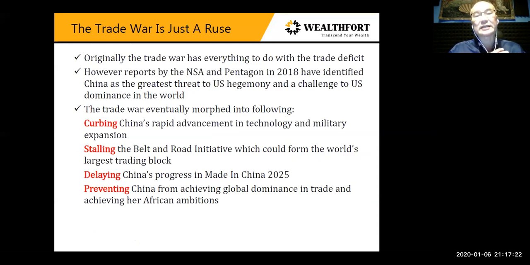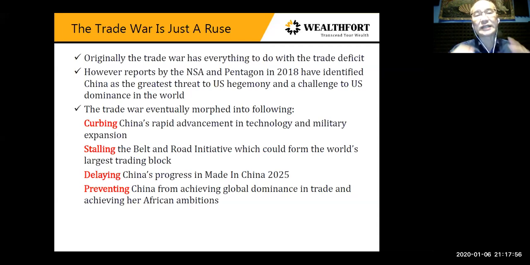However, reports by the National Security Agency and Pentagon in 2018 have identified China as the greatest threat to US hegemony and a challenge to US dominance in the world. So to the US, their dominance in the world is the singular most important thing in their minds. There can be no one they can share the world with as a peer. They must be the dominant power in the world. And that is why we see the world as it is right now.